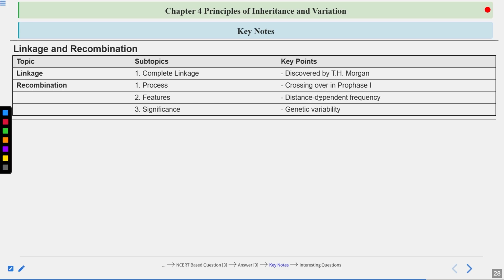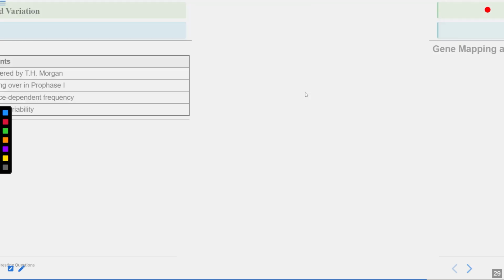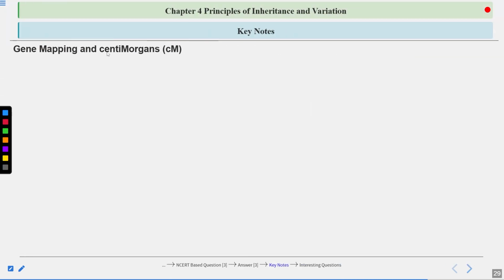Okay, now you can calculate the recombination frequency, and by calculating recombination frequency, you can tell the distance between the two genes. Okay, what is the significance of recombination? It leads to genetic variation because new combinations are produced. Let's talk about gene mapping and centimorgans. This is very important here. What is the relationship first? 1% recombination frequency is equal to 1 map unit or 1 centimorgan.